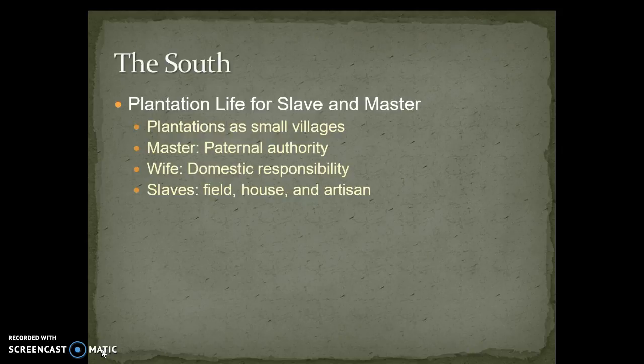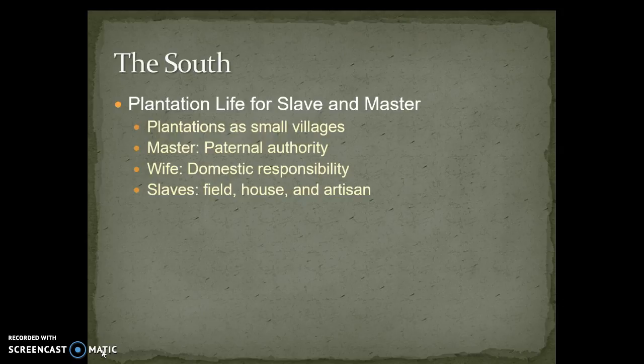The typical antebellum plantation was more like a small village than a northern farm. Planters bought luxuries and manufactured goods, but plantations produced most household needs and nearly all the food consumed. Typically it was grown in gardens and tended to by the slaves. The master exercised paternal authority over the plantation. His wife had immense domestic responsibilities.